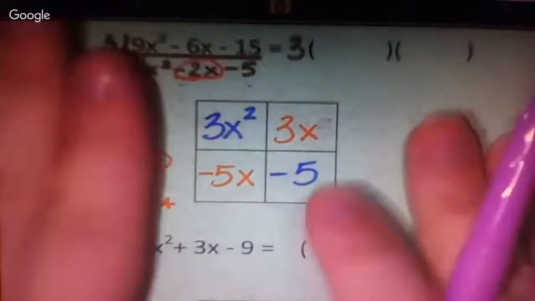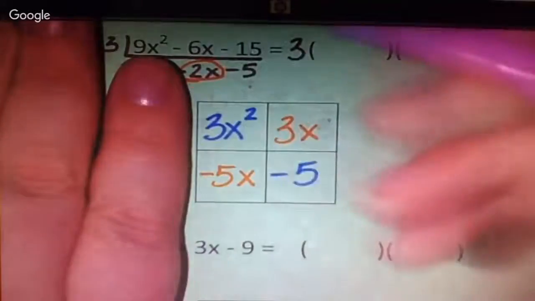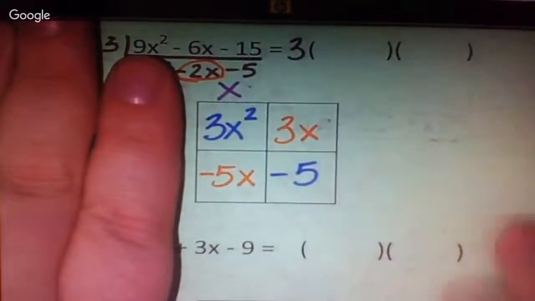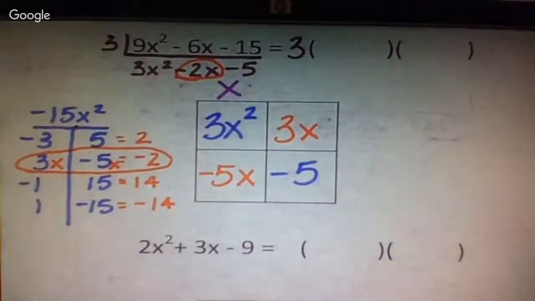Look at each column. What do these two terms share in common? Just 1 and an x. So I'm just going to write an x. It's what they share in common. So you've got 3x and -5x. The only thing that they share in common is 1x. So that gets pulled out.